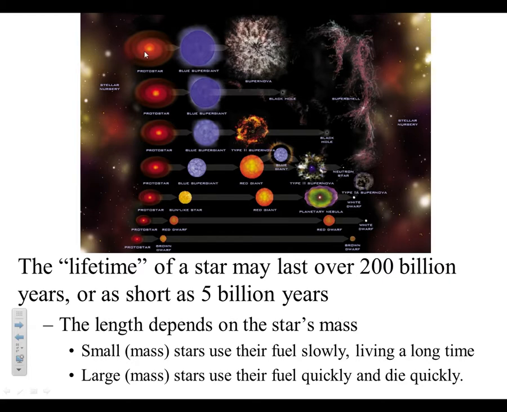It uses all of its fuel and then blows itself apart, whereas it takes many, many years for this to happen. That's why we have black holes, but we don't have black dwarfs. The universe isn't old enough to have black dwarfs, but it's plenty old enough to have lots of black holes.